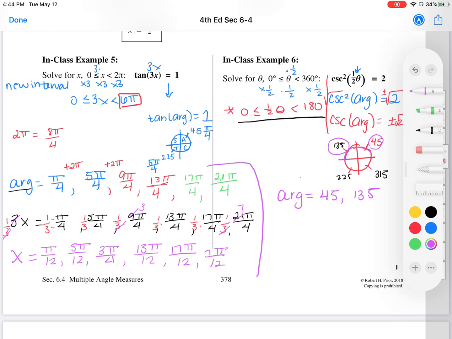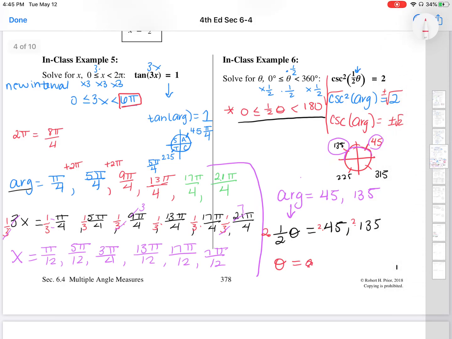Let's go ahead and replace arg with our actual argument, which is 1/2 theta. Theta is equal to 45, 135. To get rid of that fraction, let's multiply by 2 times 2 times 2. So we have theta is equal to 45 divided by 2, 22.5, or times 2, we get 90. 90 and 135 times 2, we get 270.